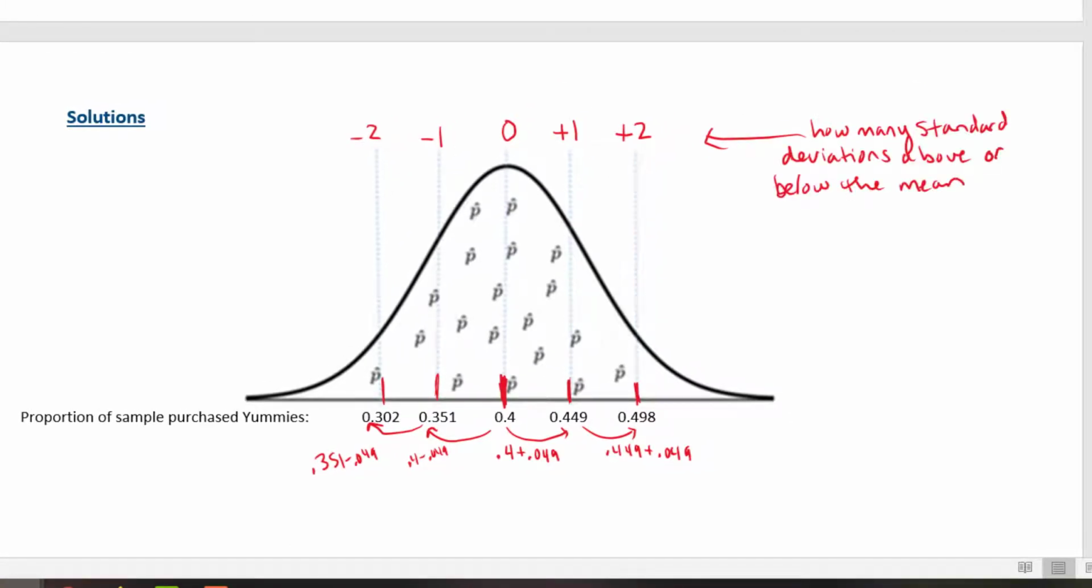Next, I might just note to myself, the empirical rule tells us that the percentage of sample statistics that will fall between 1 standard deviation below and 1 standard deviation above the mean is 68%. So we're going to find 68% of the data between 0.351 and 0.449. If we go from 2 standard deviations below up to 2 standard deviations above the mean, 95% of the sample statistics will fall in that range. Okay, so I've kind of labeled everything here. I now should be able to pretty quickly answer the questions posed to us.